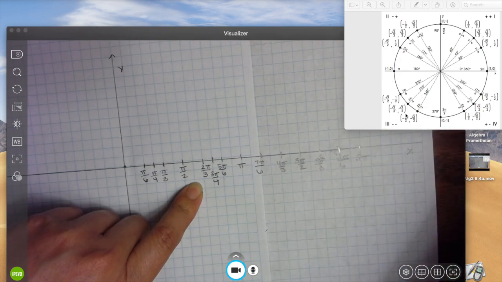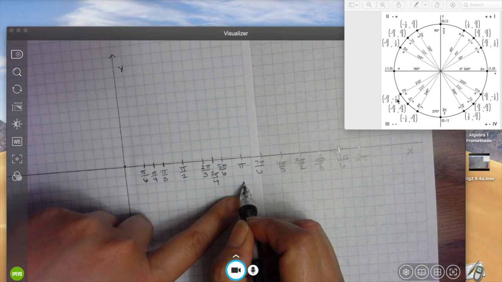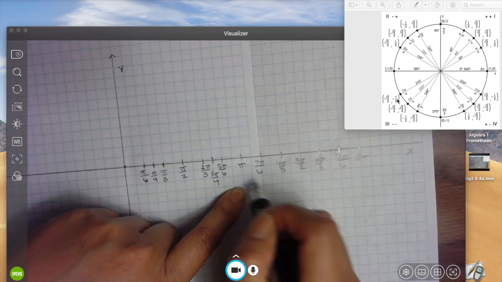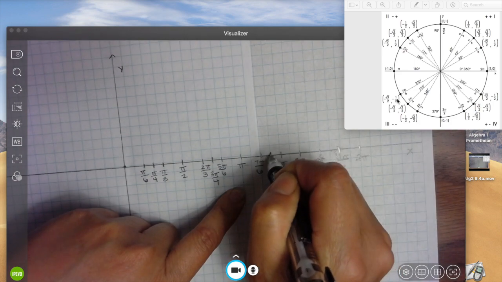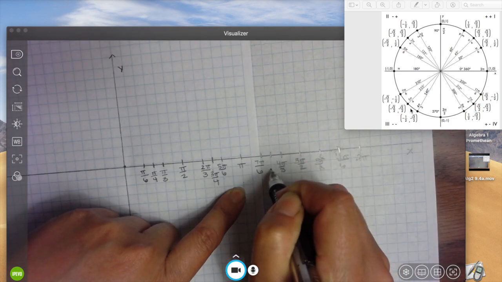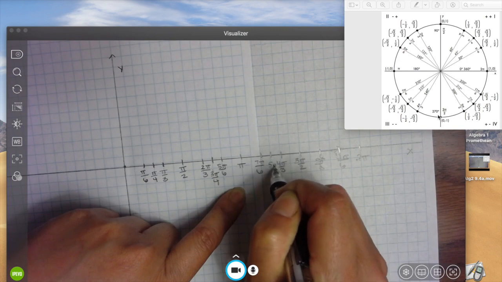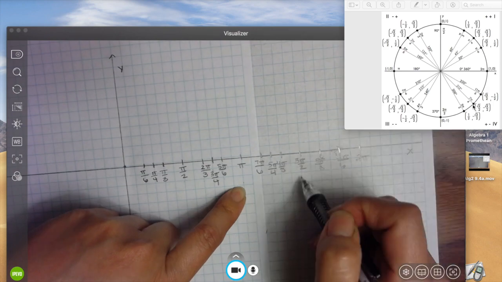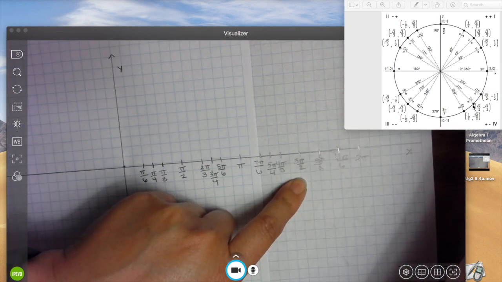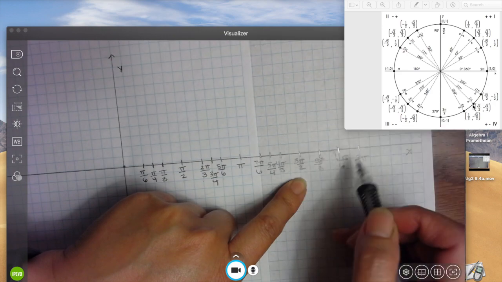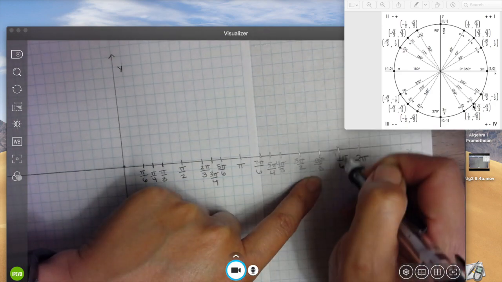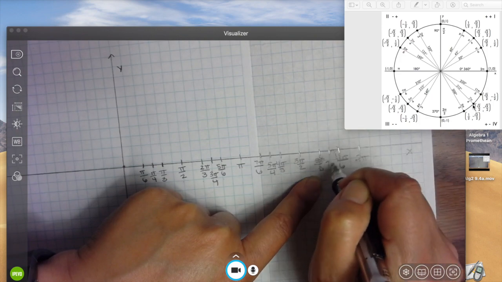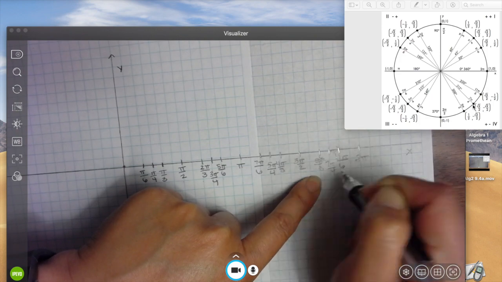Then we have 5 pi over 4, which is in between 7 pi over 6 and 4 pi over 3. So 5 pi over 4. 6 pi over 4, which is the same, right, as 3 pi over 2. 7 pi over 4, which is in between 5 pi over 3 and 11 pi over 6. So right there, 7 pi over 4, right? And then we come back around to 8 pi over 4, which is the same thing as 2 pi.